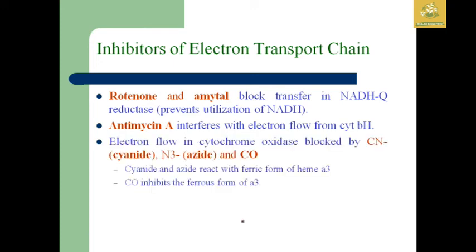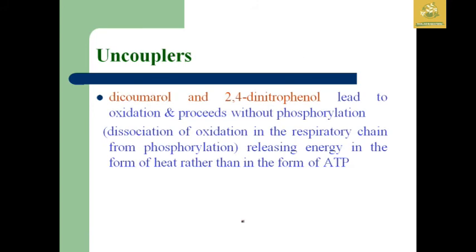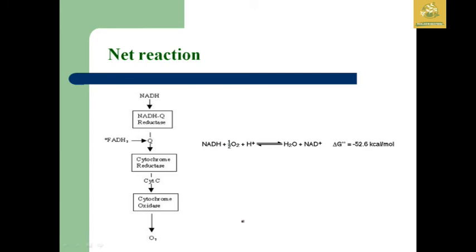as well as the electron flow in cytochrome oxidase is blocked by cyanide, azide and carbon monoxide. They react with the ferric form of a3, and CO inhibits the ferrous form of a3. The inhibitor of ATP synthesis is oligomycin, which inhibits ATP synthesis, as well as the uncouplers, such as dicoumarol and 2,4-dinitrophenol, which lead to oxidation without phosphorylation. They release energy in the form of heat rather than in the form of ATP. Then we conclude with the net reaction.